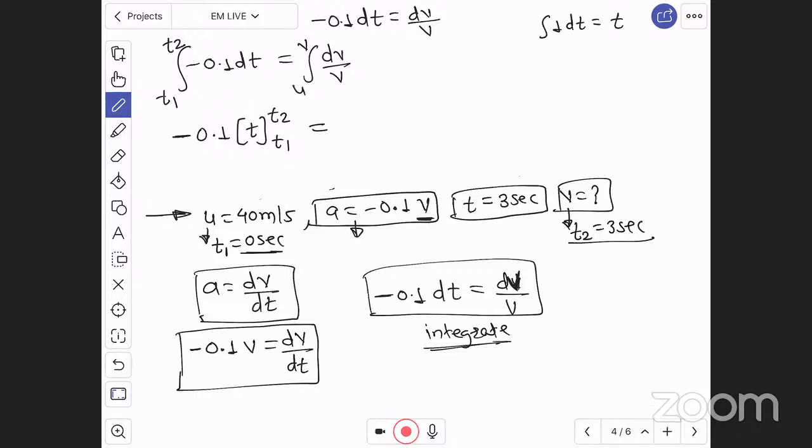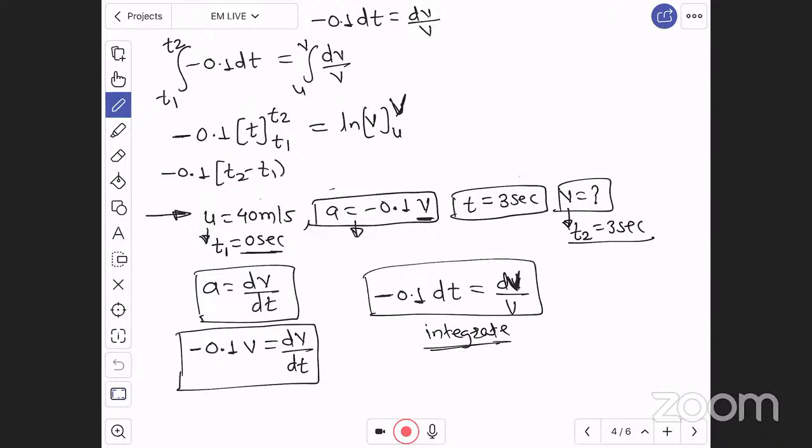Now, what is the integration of 1 upon v with respect to dv? It is ln of v. Therefore, here it is ln of v, and v changes from initial to final, u to v. These will be the limits. Now, put the limits in this equation. If I put the limits, that is minus 0.1 into t2 minus t1.